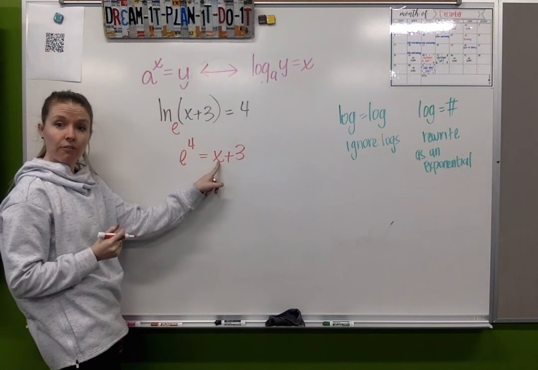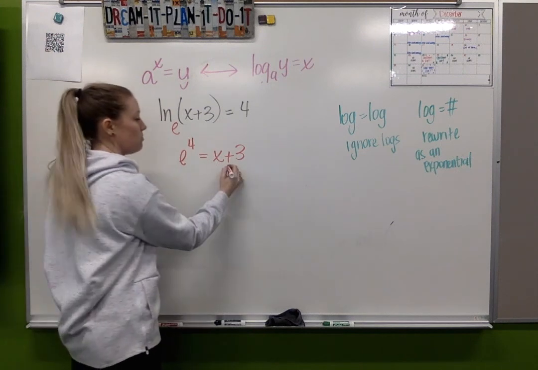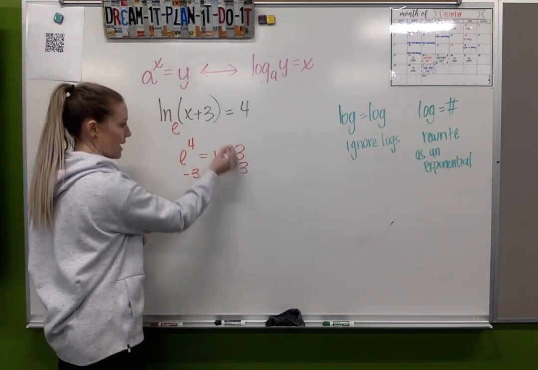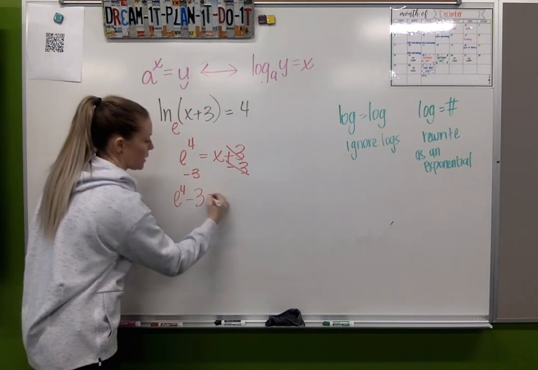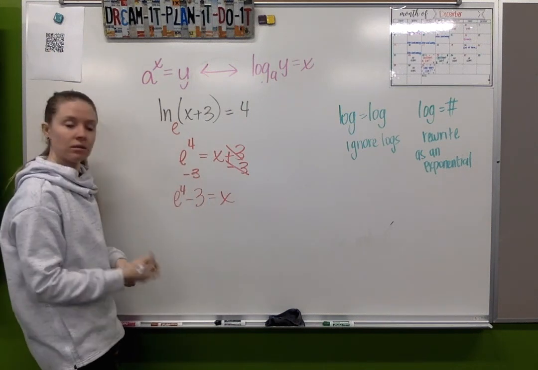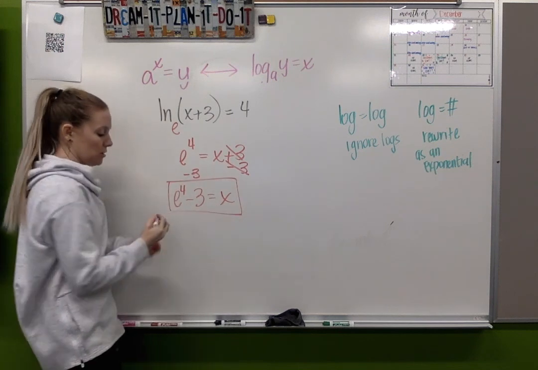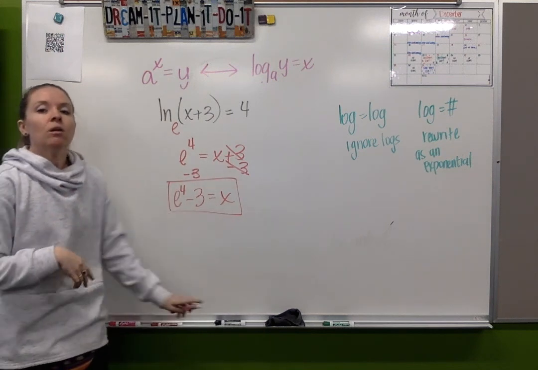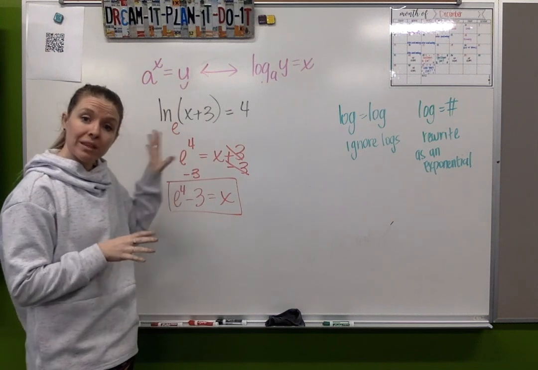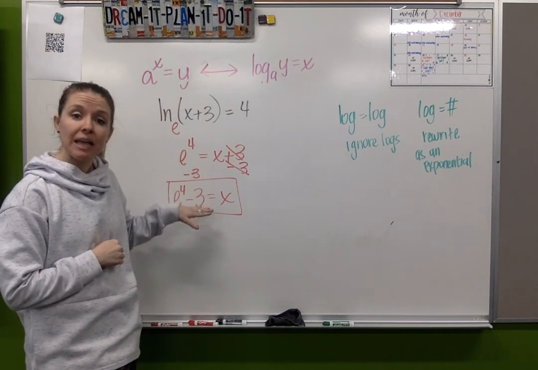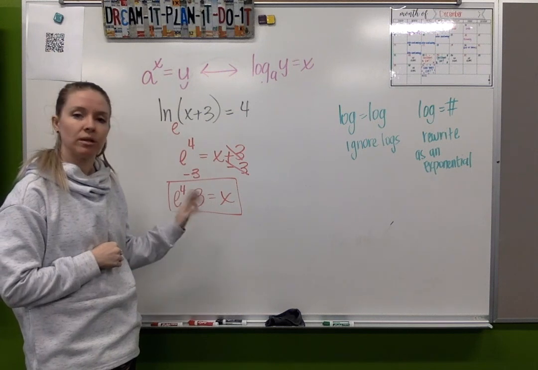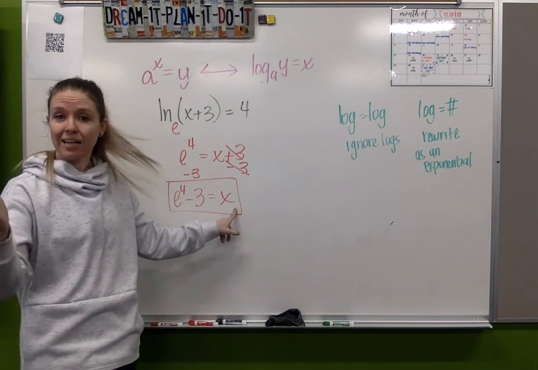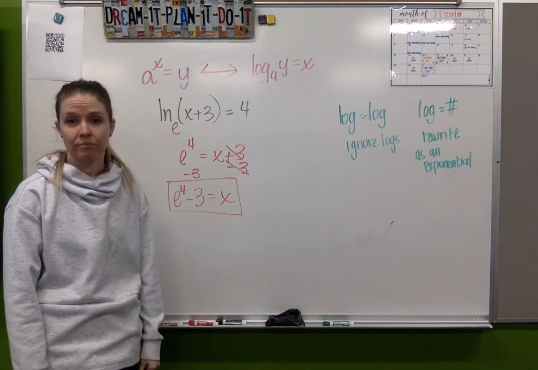Our goal is to solve for x. So I'm going to subtract 3 from both sides. I'm going to get e to the 4th minus 3 equals x. There's my answer. All right? All I want you to know with these types of questions, it's going to be left in terms of e. We don't have to take that to a decimal. We don't know what that means. As long as x is isolated, we're set.